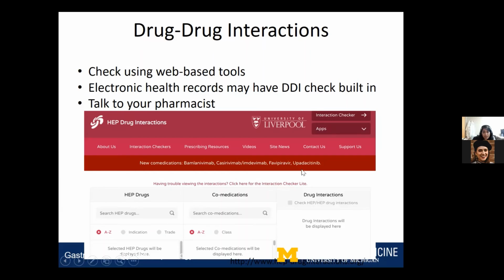So this is often a tool I do use very regularly, in addition to talking to my pharmacist in-house. The other thing to be aware of is that a lot of times the electronic health records you're working in have a drug-drug check system built in. And this is another way, if you prescribe the treatments through your electronic health record, that you might be able to check for drug-drug interactions as well.